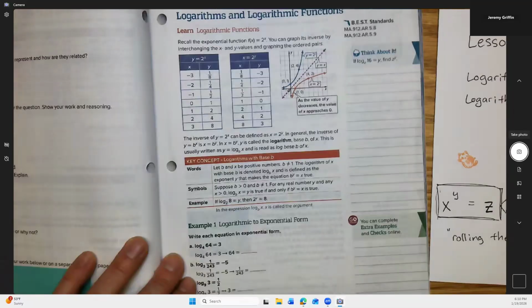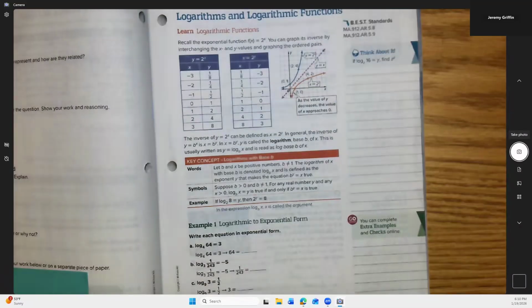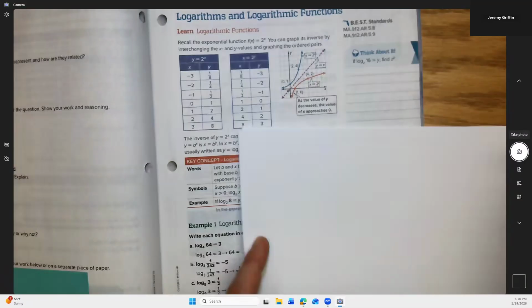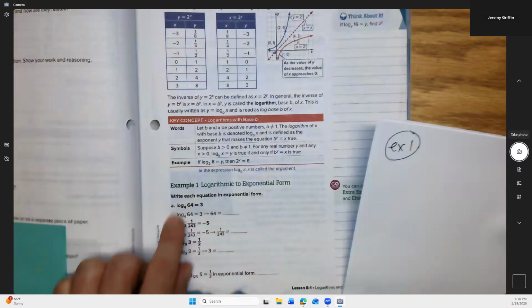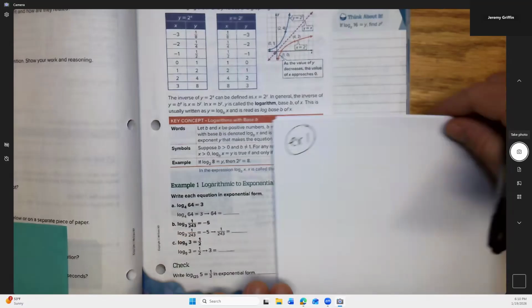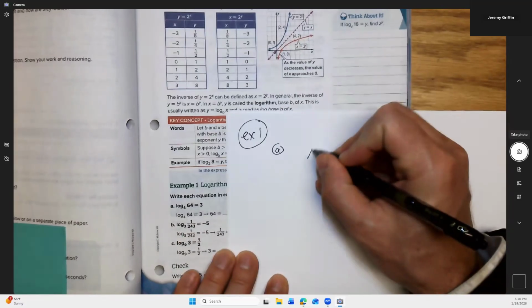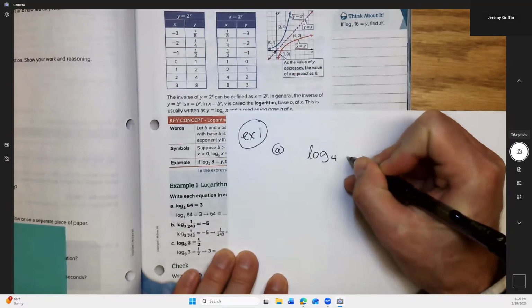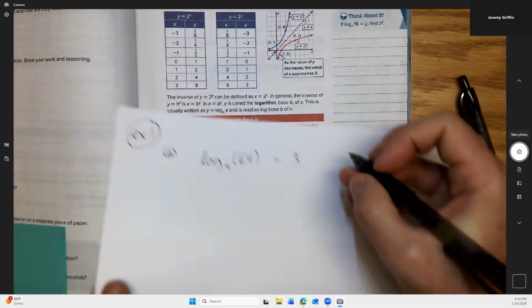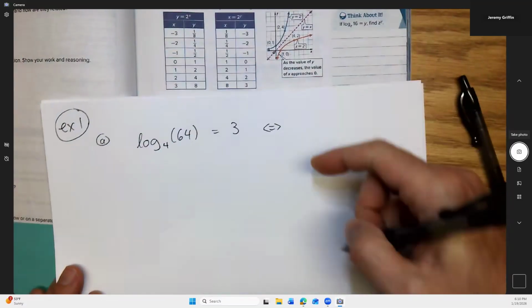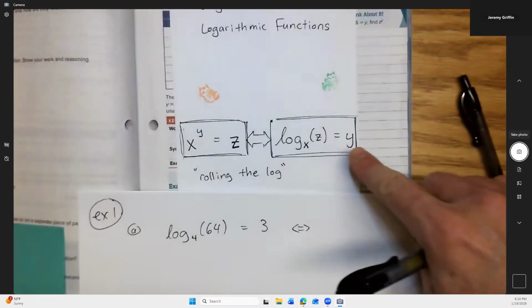All right, so with all of that, let's jump into some examples and then eventually to the puzzles. So example one. We're to write each equation in exponential form. So looks like they're giving us some logarithms. We're saying turn that into an exponent. So if you have log base 4 of 64, that's equal to 3. Now, the way I could write that in terms of exponents is all I have to do is follow my model right here. So they gave us this.